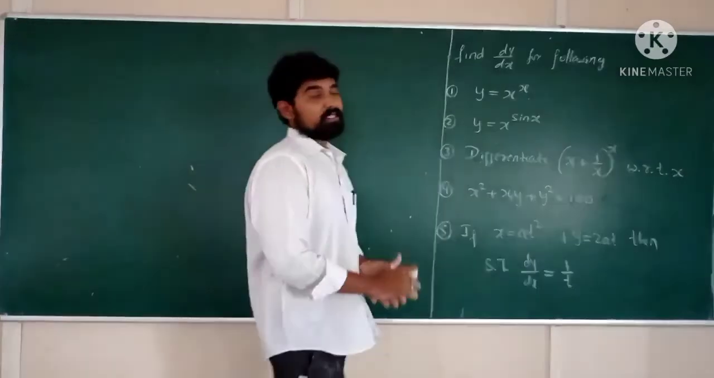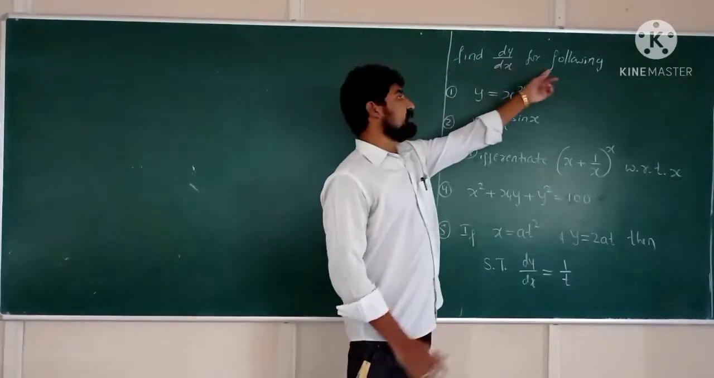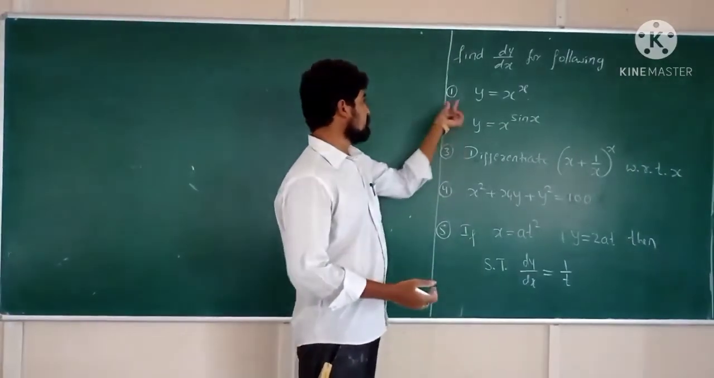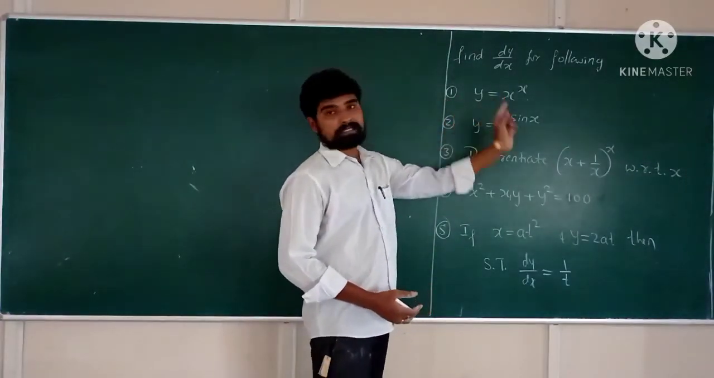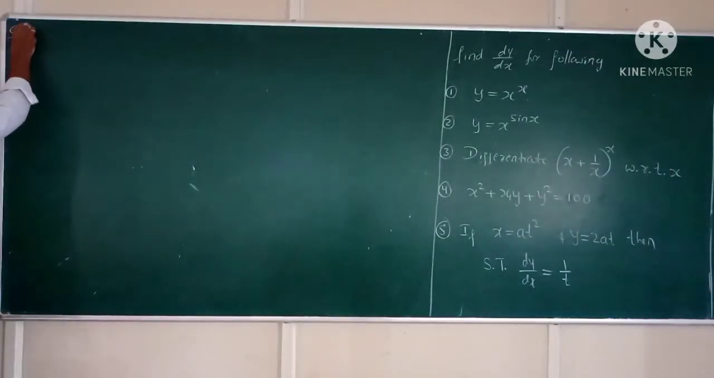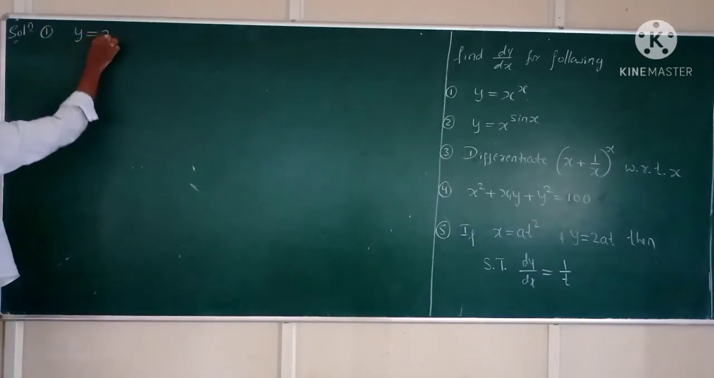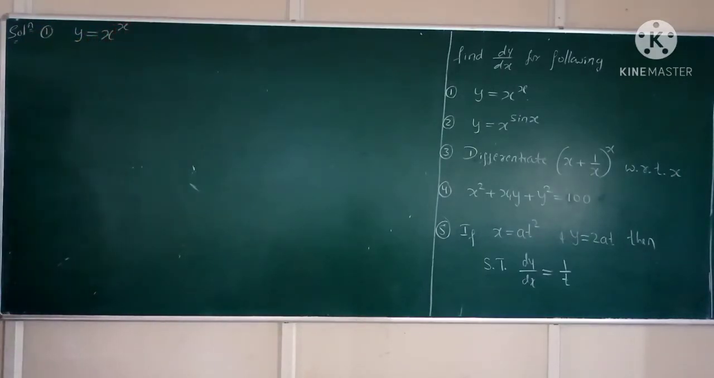So now the next question is, find dy by dx for the following questions. And the first question is, y is equal to x power x. Let's start the solution. Here it is given that y is equal to x power x, and we need to find dy by dx.